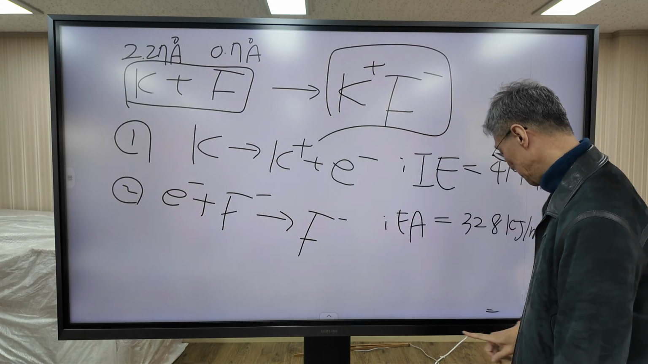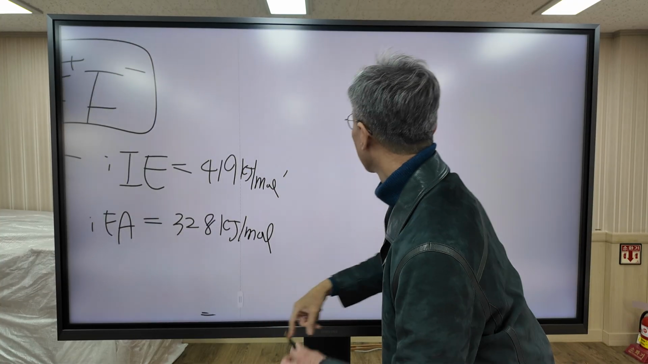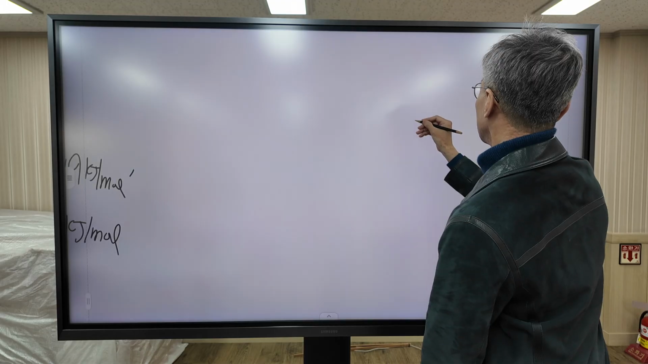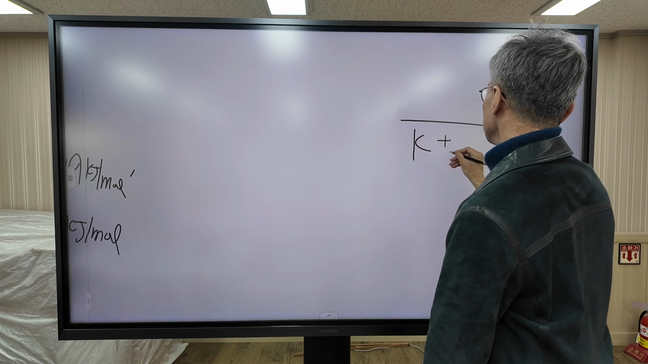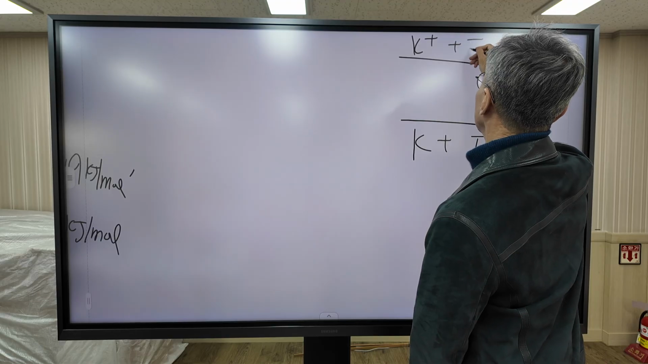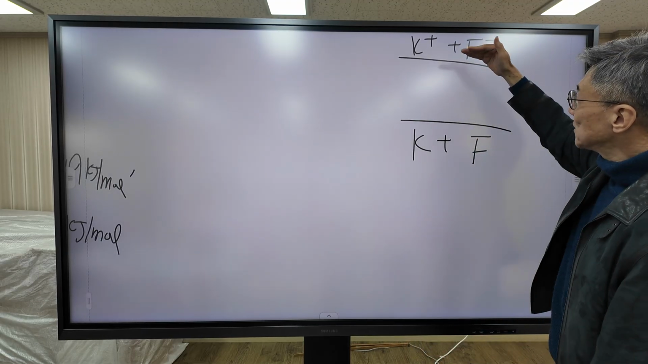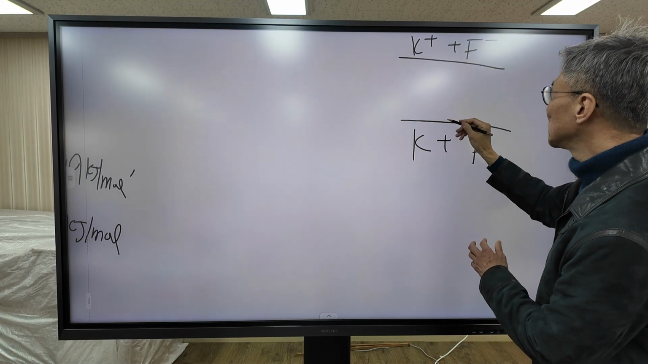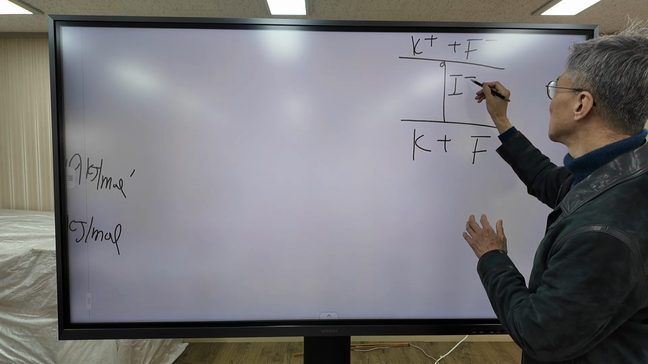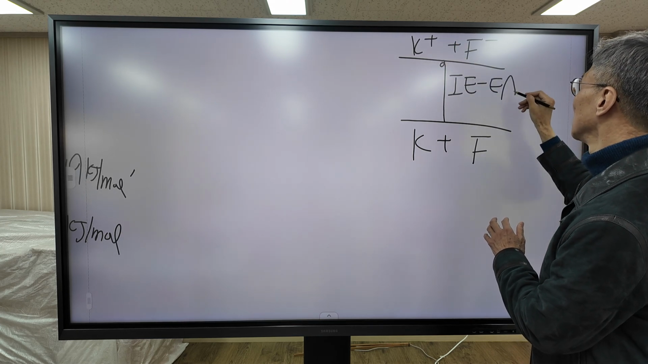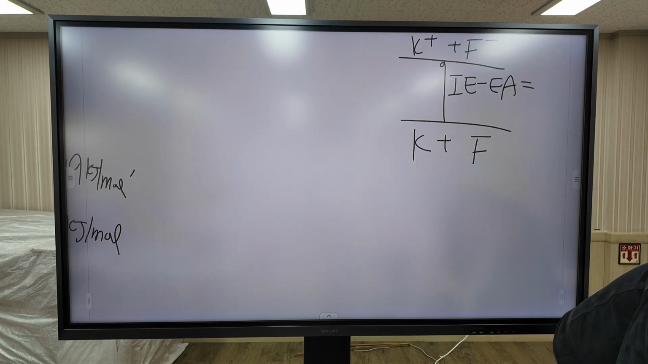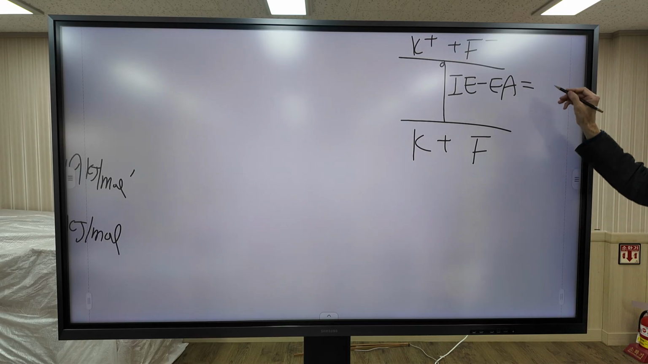So when I draw this situation, this is the neutral state. This is the ionic state. This is higher than this one. How much energy is needed? This is the ionization energy minus the electron affinity. It is equal to 91 kJ/mol.